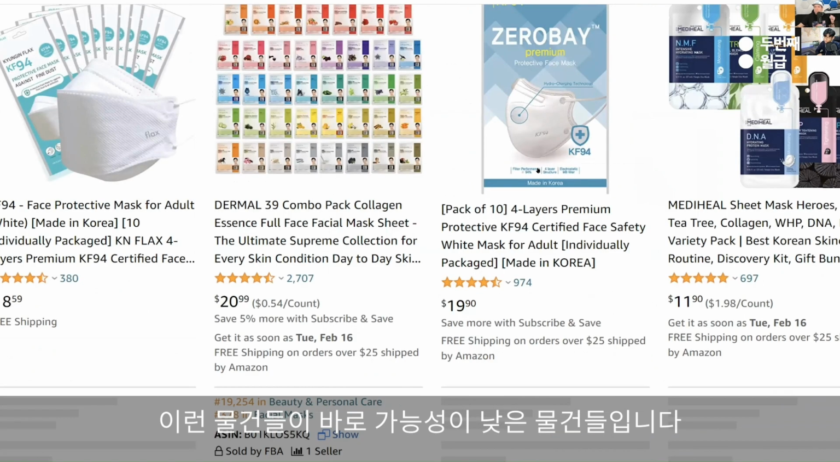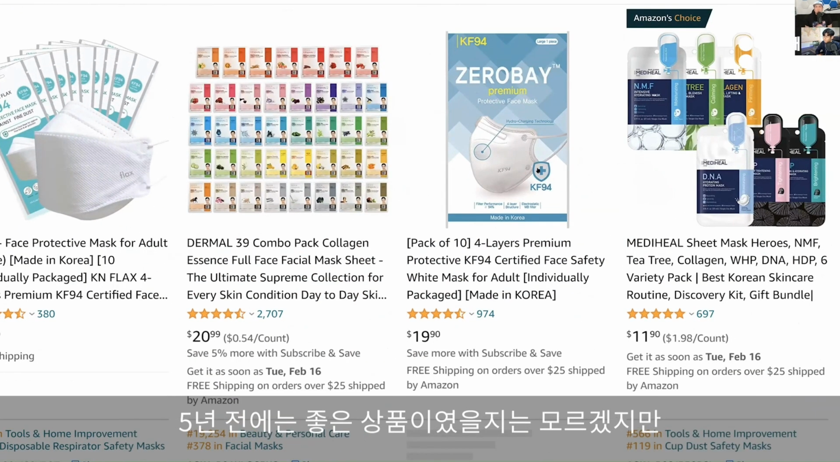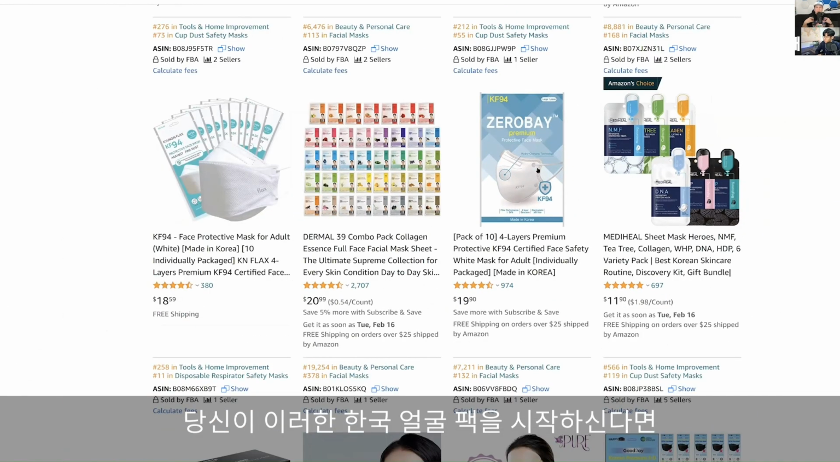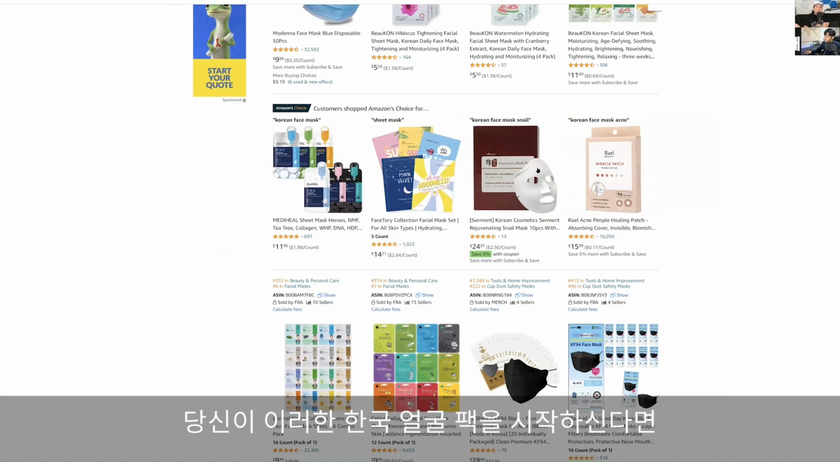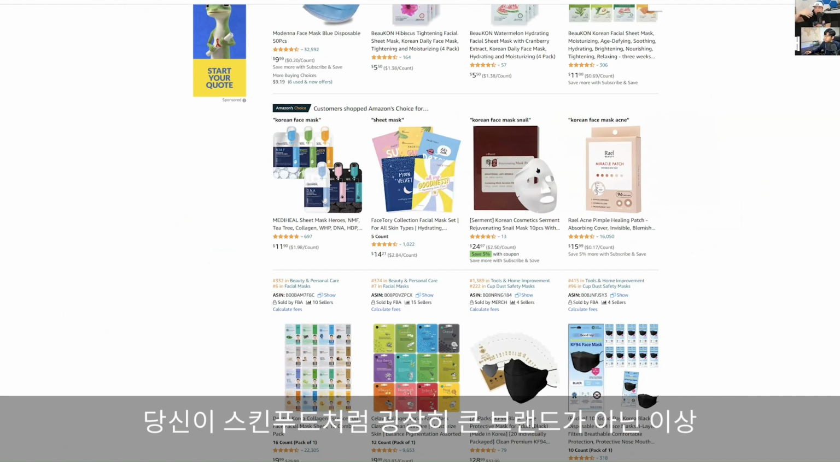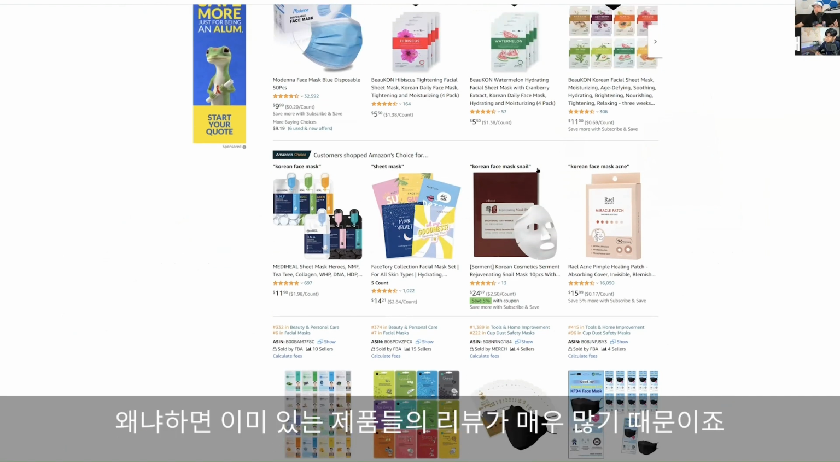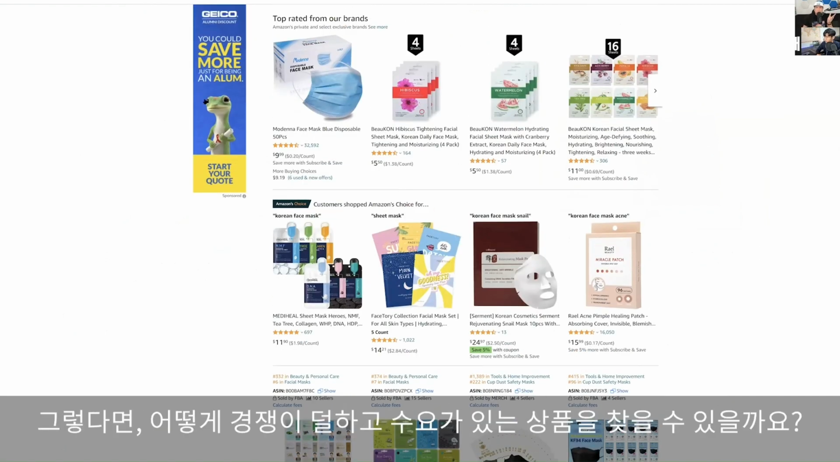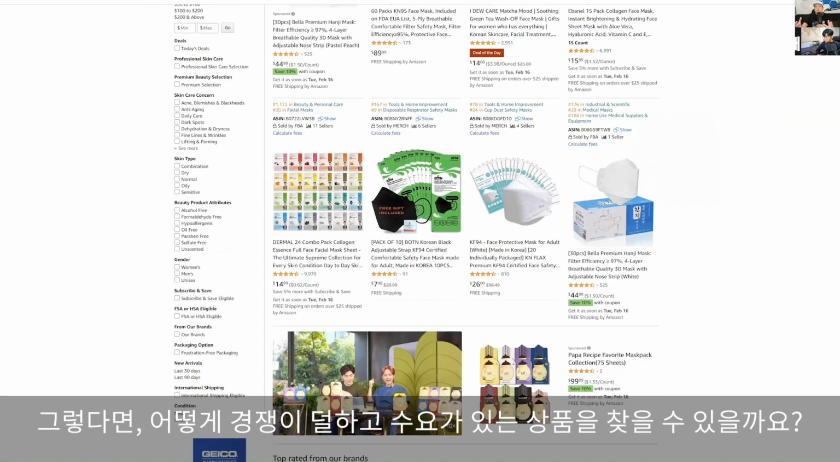So this is what we call not opportunity. Maybe 5 years ago, it was opportunity. But if you were to start with a new product that's a Korean face mask, it would be hard for you to compete with these other products unless you were a big brand name, like Skin Food or something like that, because these products have so many reviews. So how do you find demand where it's not like this? This is the question.